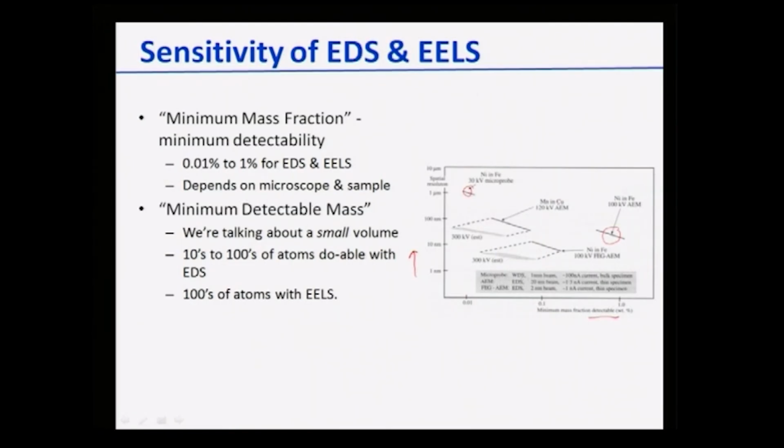In the case of copper and manganese, for a 120 kilovolt AEM, analytical electron microscope, this is what is the case. But in the case of FEG, basically you can have a very small probe size, and you can also have a minimum mass fraction as low as less than 0.1. So that is why we always use FEGs. FEG means the field emission gun electron microscopes.